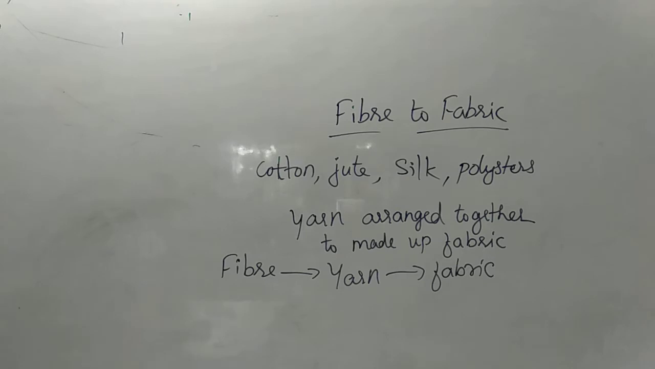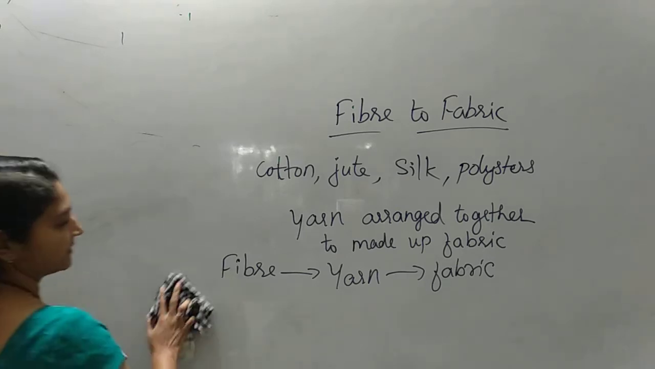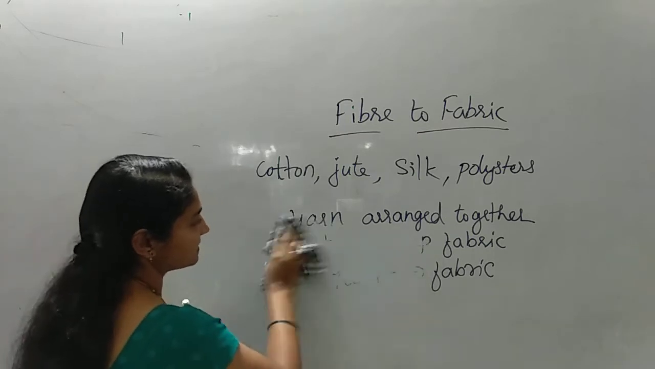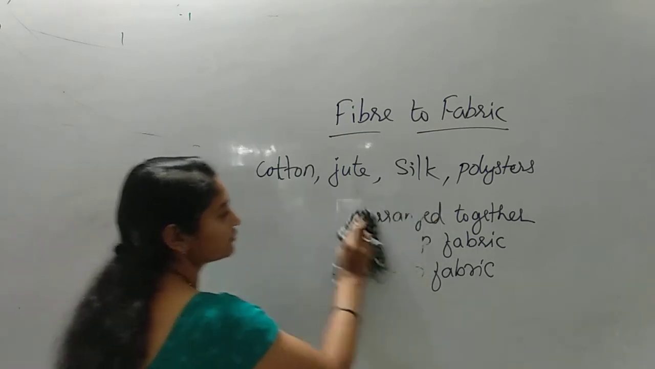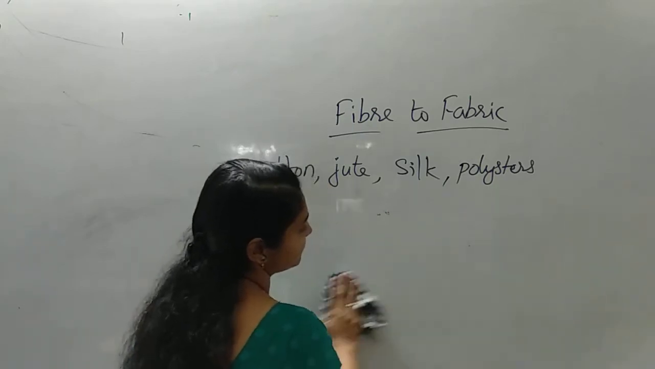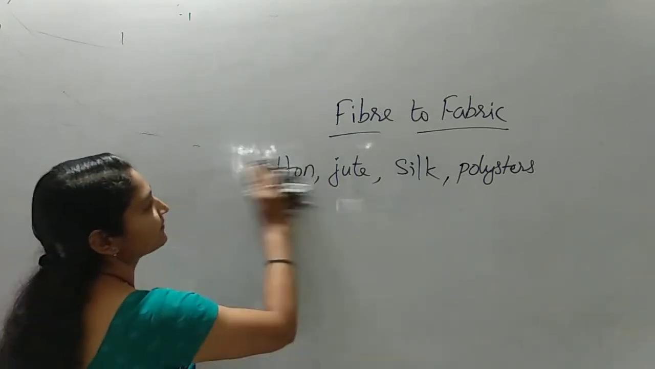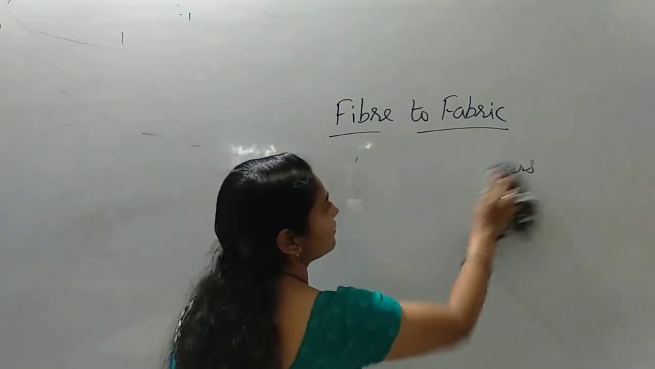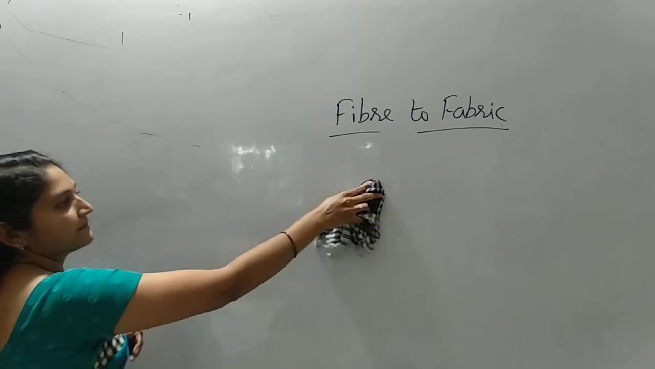Then what are these fibers? Now we discuss what these fibers are. First we discuss the fibers. Usually, fibers are of two types. One is natural fibers, another one is synthetic fibers. So here we are going to discuss natural fibers. Okay, the fibers are of two types.